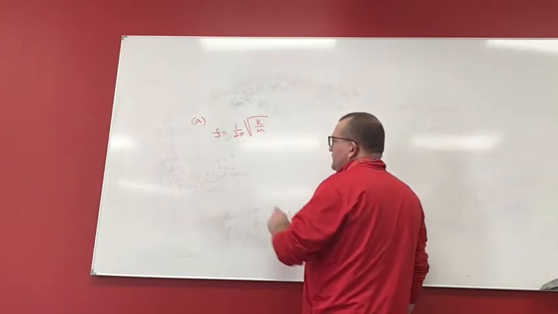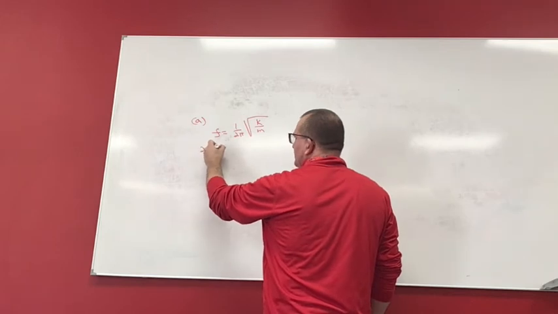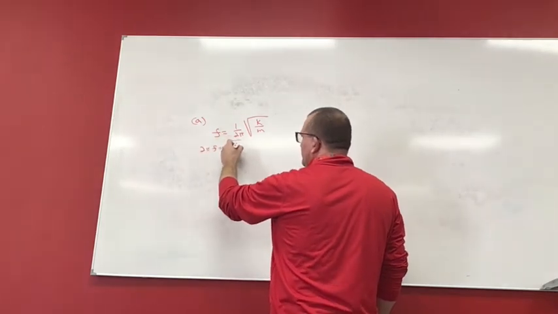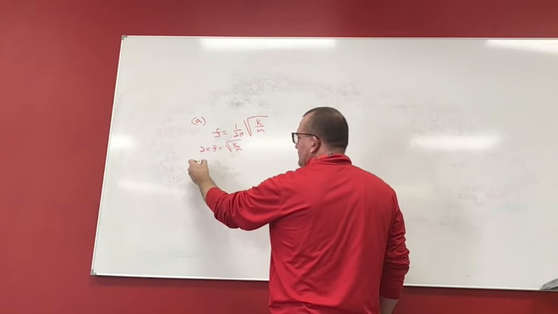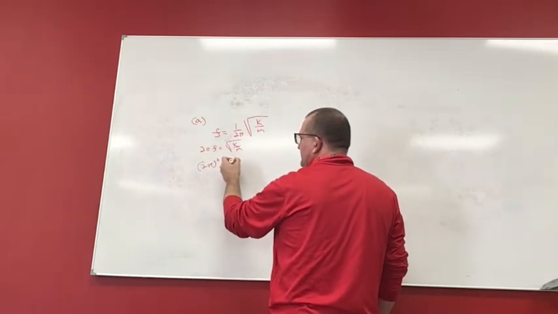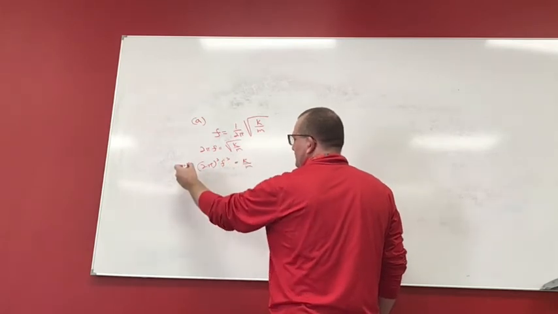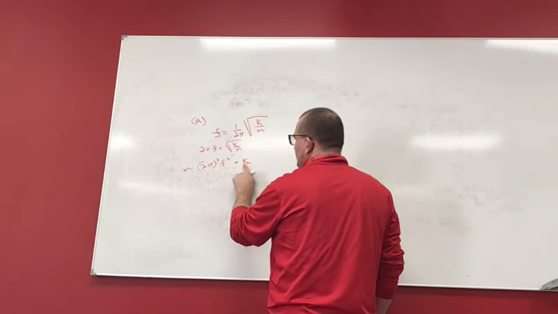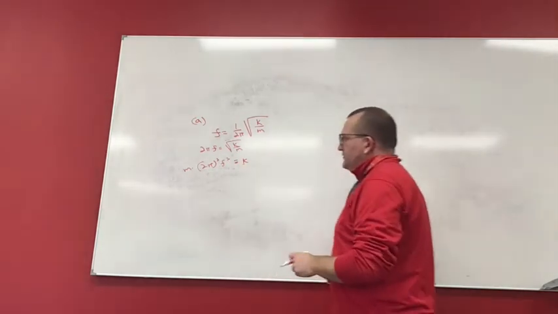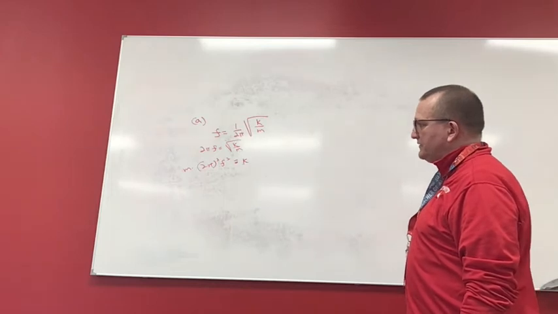The first thing I would do is bring 2 pi over. So I get 2 pi f equal to the square root of k over m, and then square everything, which gives me 2 pi squared f squared equals k over m, and then just multiply both sides by m. So k is equal to that. And now we just got to substitute numbers in.